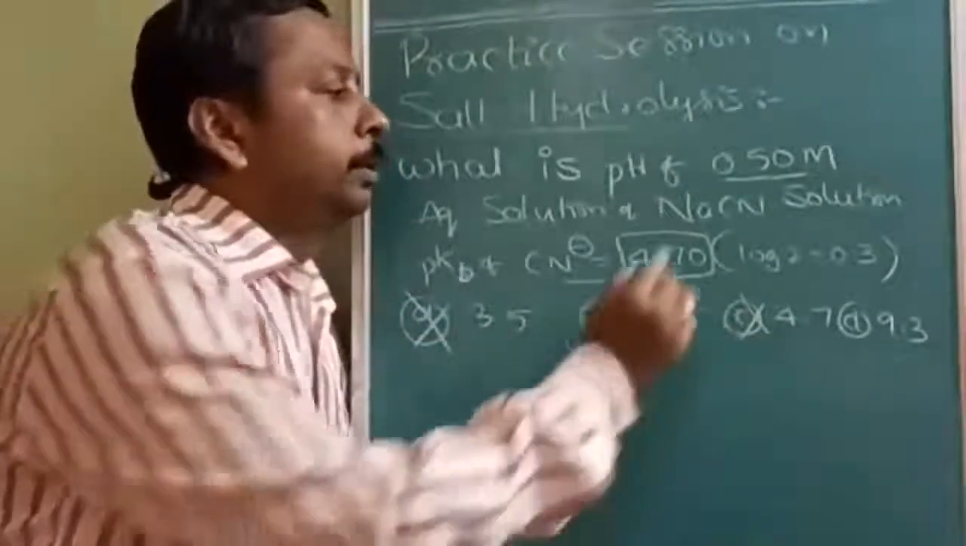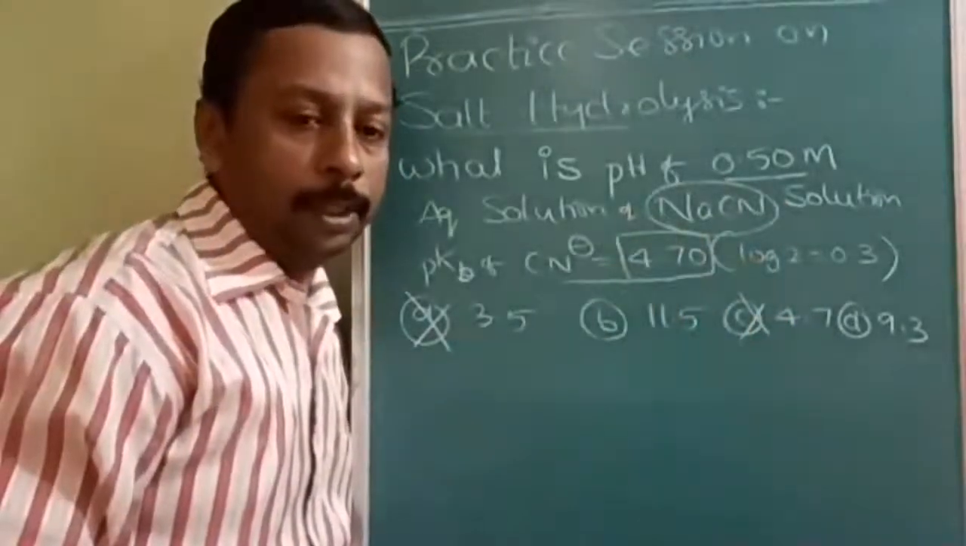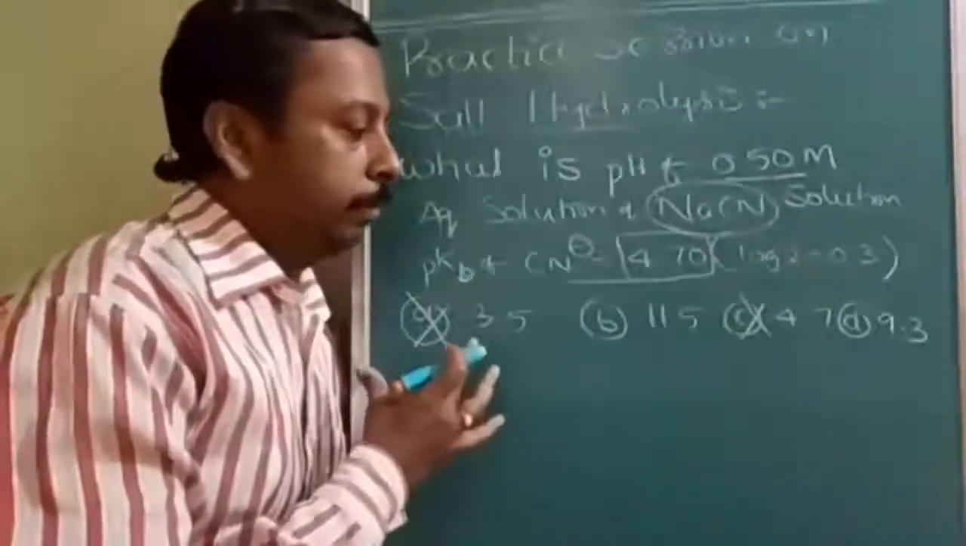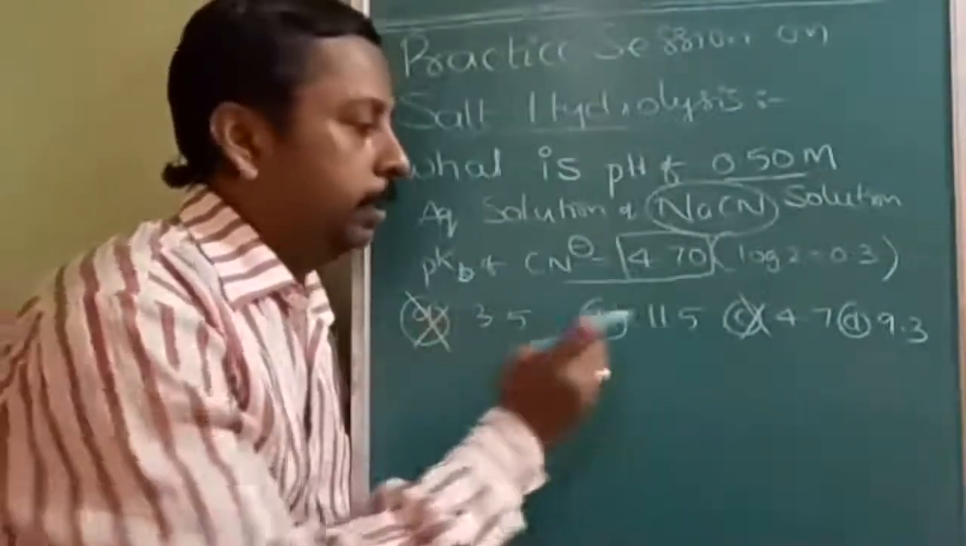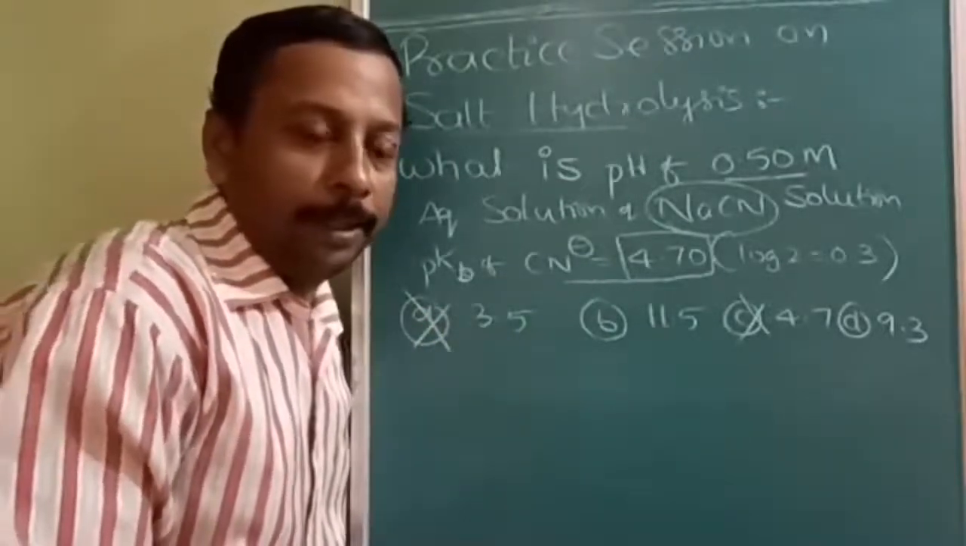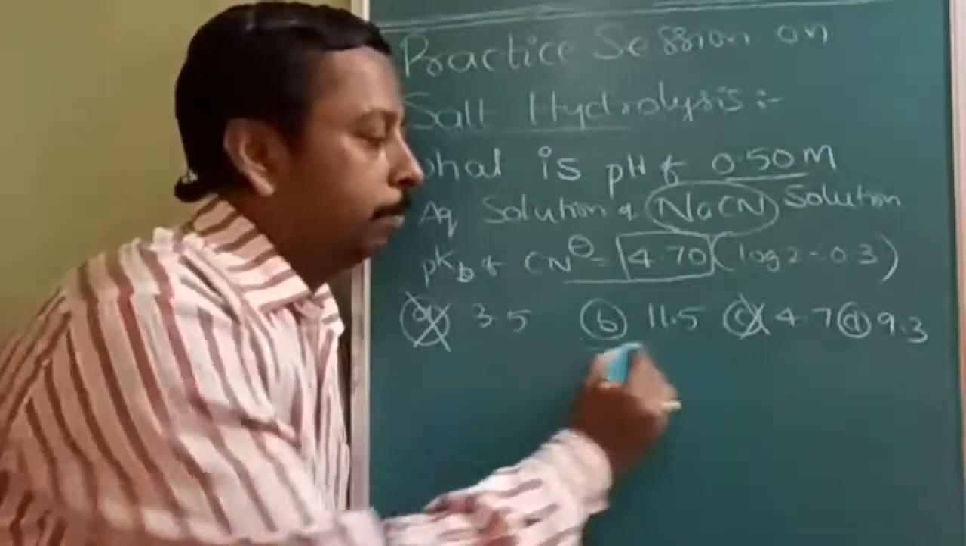Why? Because it is a salt of weak acid and strong base. So more than 7. Okay, only these two. So still some people are doing A and C. Sometimes you have to think simple. Simple thinking, correct answer. Understood? So here the answer will be 11.5.